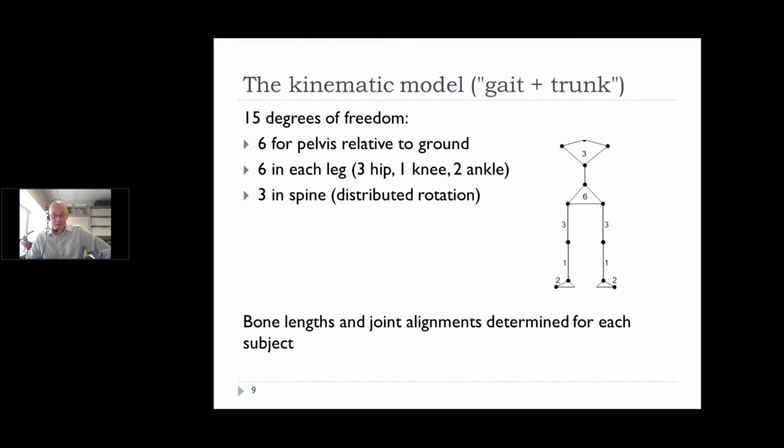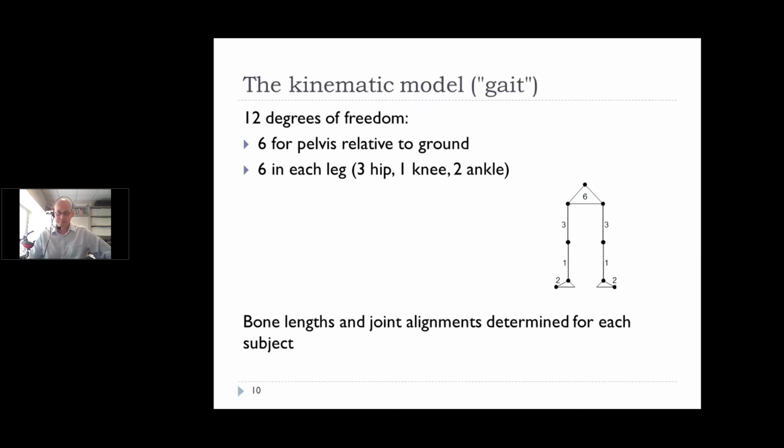There's also a smaller version, which we call gait plus trunk. It has 15 degrees of freedom, and basically the arms and the head have been removed. That allows you to use a smaller marker set, and if you're only interested in the legs and the trunk, then this is more appropriate. And then there's an even simpler one that's called gait, where we have just the pelvis and the legs, and that's an even smaller marker set. So that makes it more practical if you're only doing gait analysis.